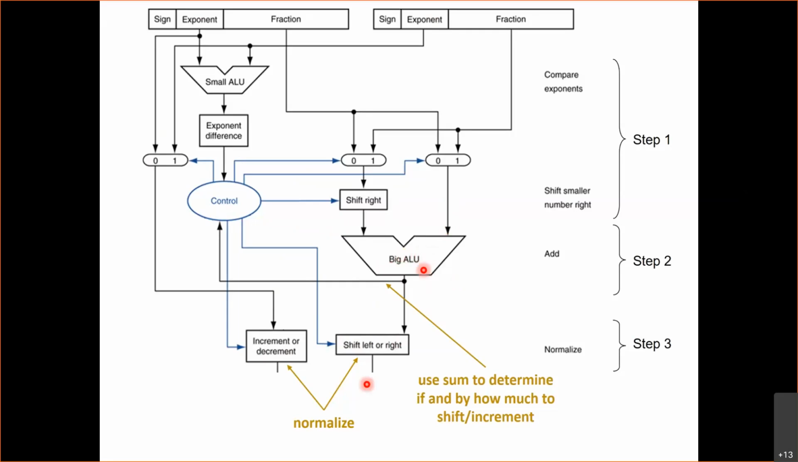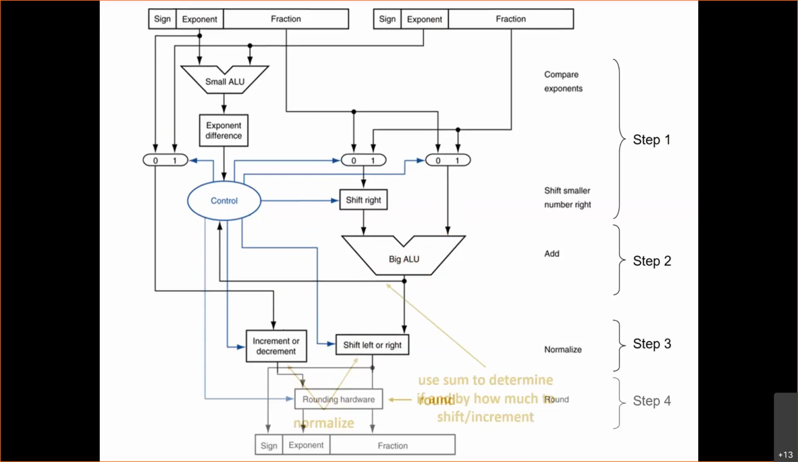Okay, so after we normalize, we're going to round. We're going to take these values, then we're going to have some rounding hardware. I'm not going to go into the details of that. We're going to have a rounding hardware that takes these values and rounds. And after we round, we have our final result, our exponent, our fraction, and our sign. Okay, but there's one catch here. What did we say when we round? What could happen?